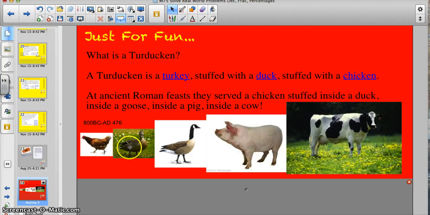A chicken inside a duck, inside a goose, inside a pig, inside a cow. Whoa, it's a little too much for me to wrap my mind around. I can barely handle a turducken.